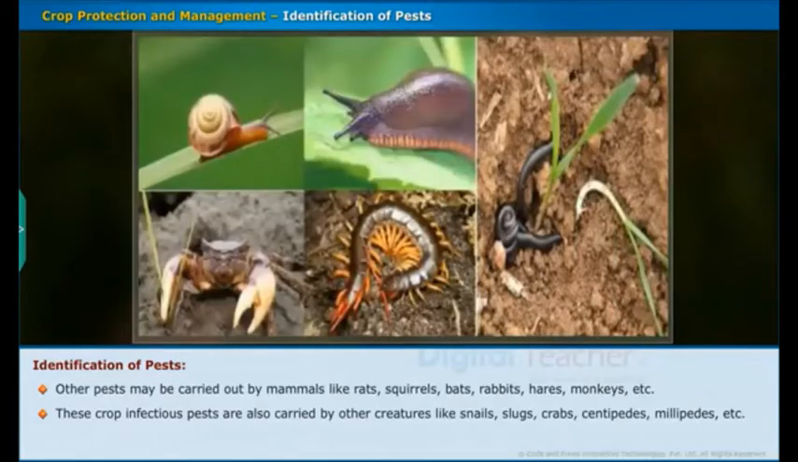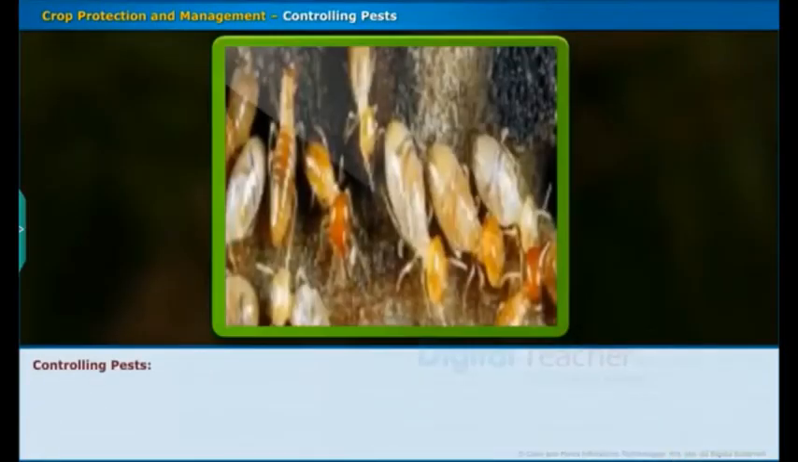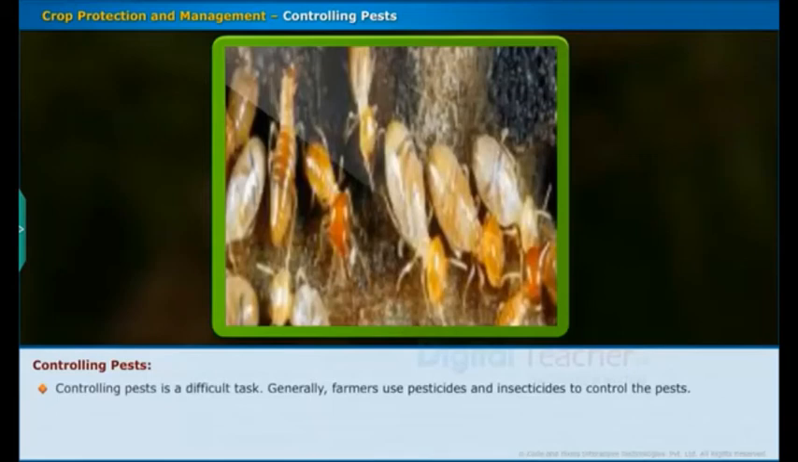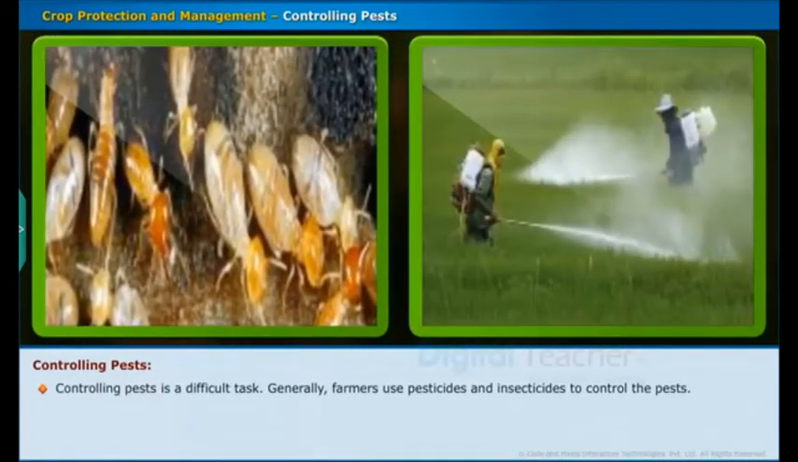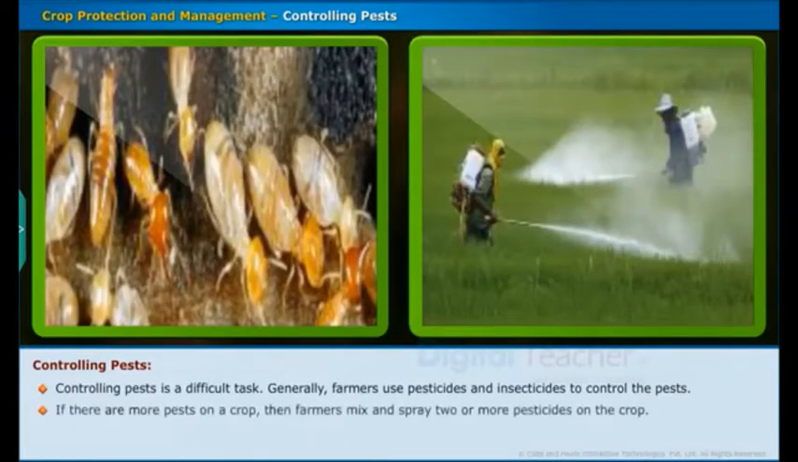Now, let us learn about different types of pesticides. Controlling pests. Controlling pests is a difficult task. Generally, farmers use pesticides and insecticides to control the pests. If there are more pests on a crop, then farmers mix and spray 2 or more pesticides on the crop.